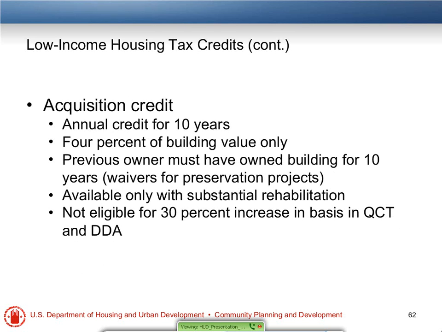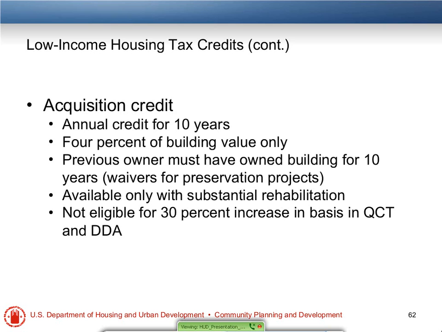There's also an acquisition credit. It's an annual credit for 10 years, and it's the 4% credit on the building value only. The previous building owner had to have owned the building for at least 10 years, or you can ask and get a waiver if the project is a preservation project, if it has been receiving some sort of public federal assistance, such as Section 8. And again, this credit is available only with substantial rehab.